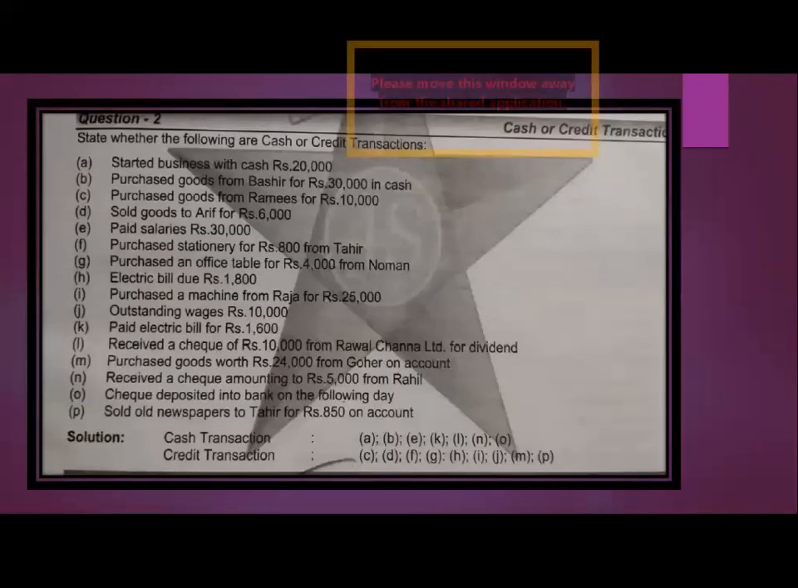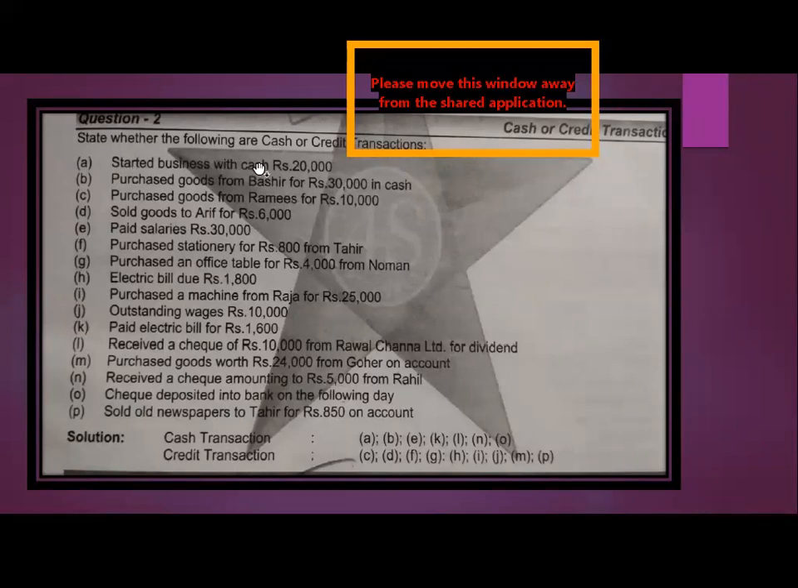Then we have a few transactions, and this is question 2 in your book. We have A to P transactions. मैं randomly transactions को go through करूंगी. अगर first transaction को देखें हम लोग, started business with cash. Cash का word आपको already नजर आ रहा है, तो it means it is your cash transaction.